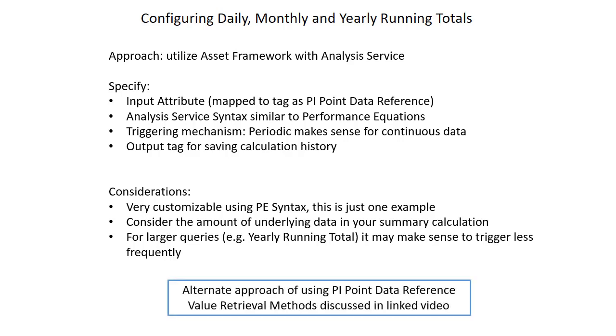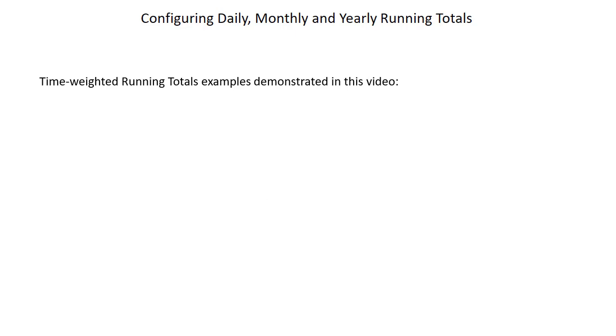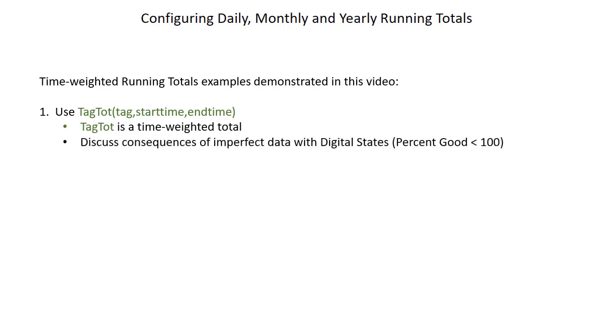There is an alternate approach of using PI Point data references with a value retrieval method, which is discussed in a linked video. Let's go ahead and go into the details of how we're going to set up this calculation. We're going to use the TagTot function, which includes the tag, start time, and end time each time the function is called. And this by definition is a time-weighted total.